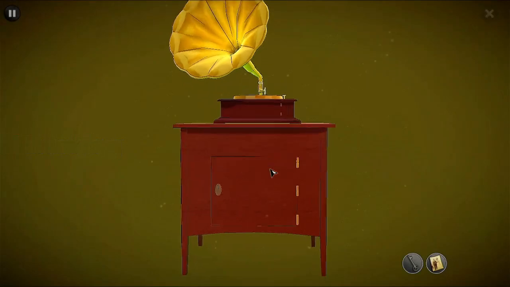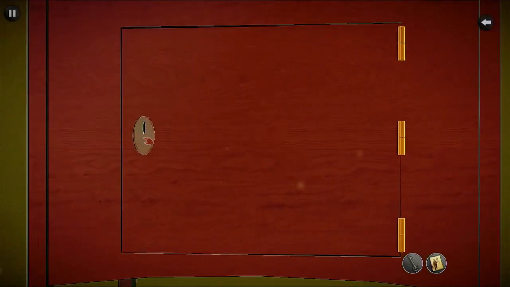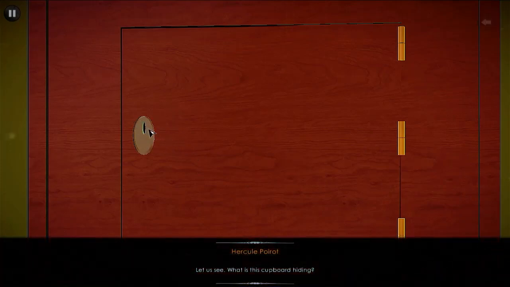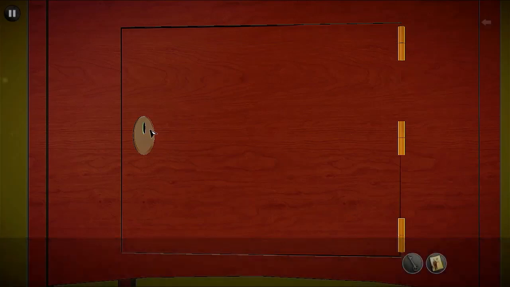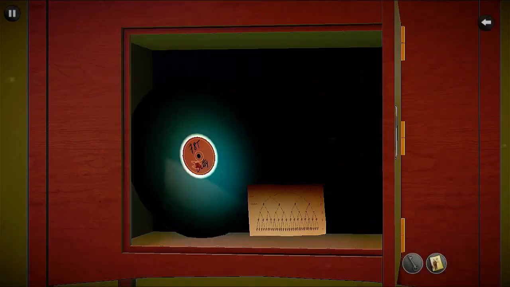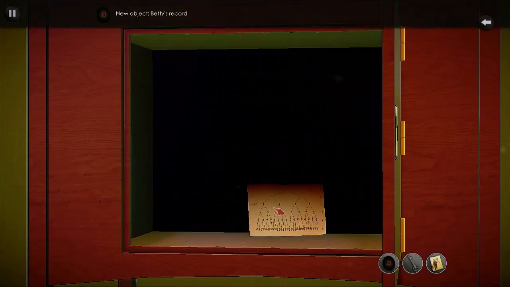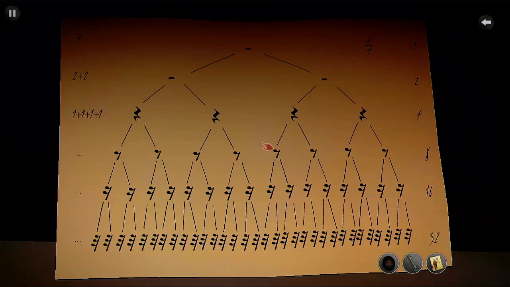Thinking. What am I thinking about? Does this key fit it, maybe? Let us see. What is this cupboard hiding? What is this?